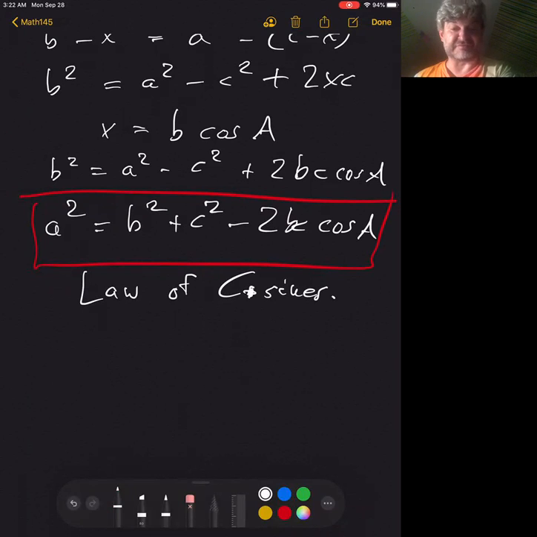So in case you have a right angle at A, that last term is 0, and you just see a squared equal to b squared plus c squared. And the law of cosines generalizes this to arbitrary triangles. All right, that's all there is to say about the law of cosines.